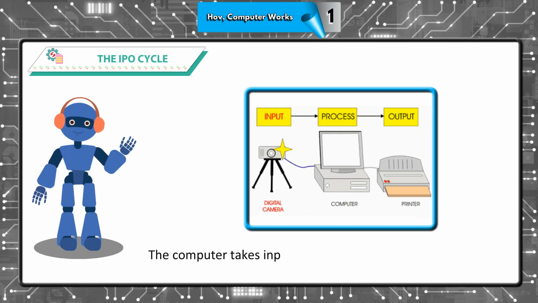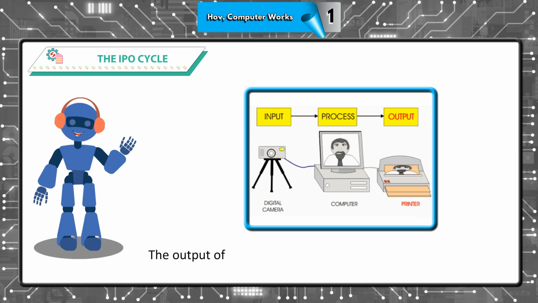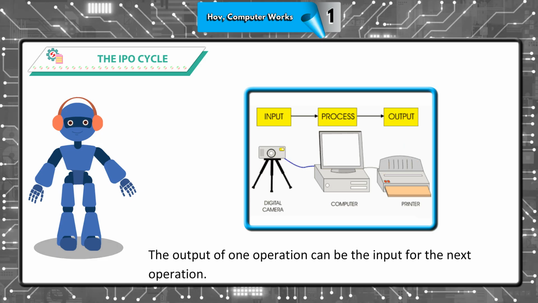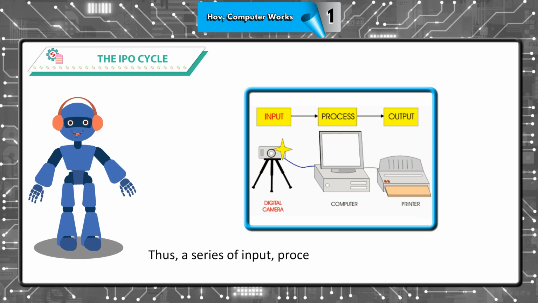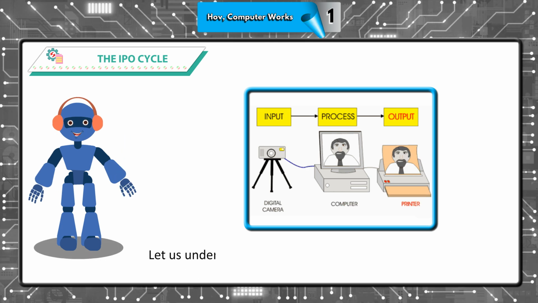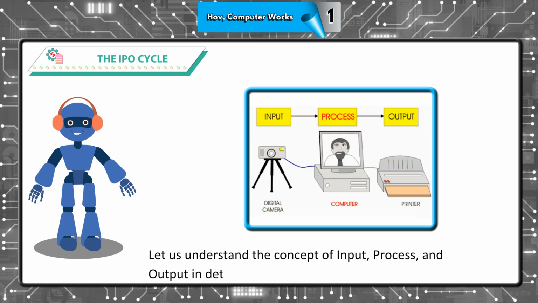The computer takes input, processes it, and provides output. The output of one operation can be the input for the next operation. Thus, a series of input, process, and output operations is called the IPO cycle. Let us understand the concept of input, process, and output in detail.